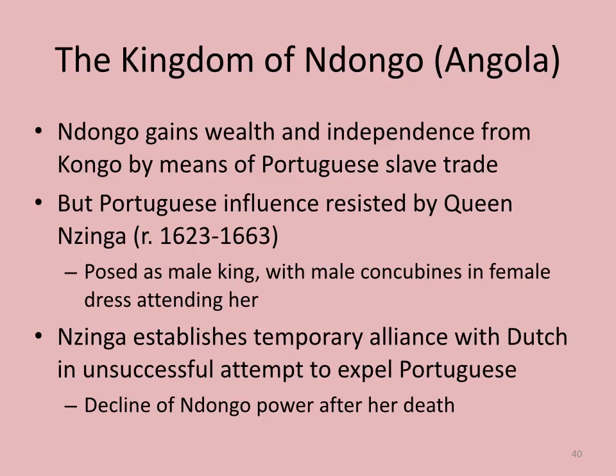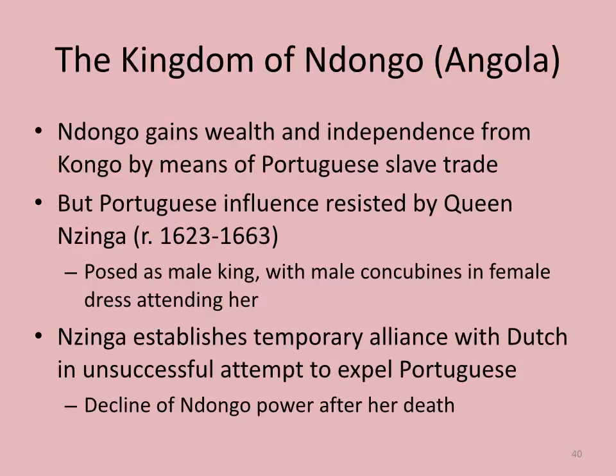So that's pretty successful. Now the Kingdom of Ndongo and Angola is going to gain wealth and independence from the Congo by means of the Portuguese slave trade. They are going to be pushing back on the Kingdom of Kongo. Now, the Portuguese are going to try to influence this very powerful kingdom, and it's going to be resisted by Queen Nzinga. Now, Queen Nzinga is going to pose as a male king, which is pretty cool, with male concubines in female dress attending her in order to create an alliance with the Portuguese in order to save face.